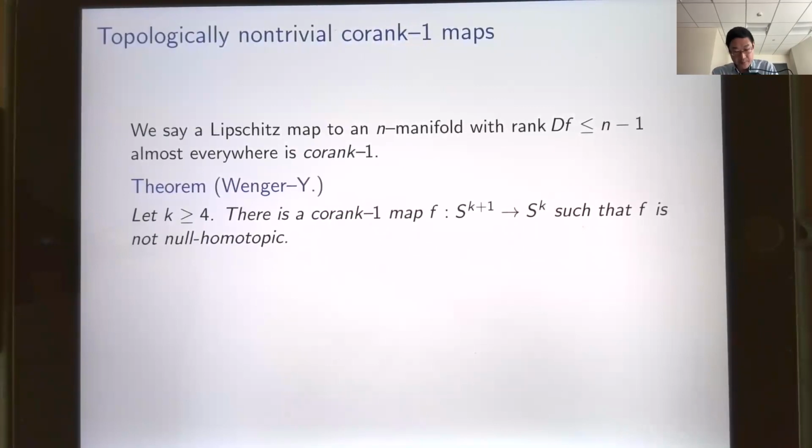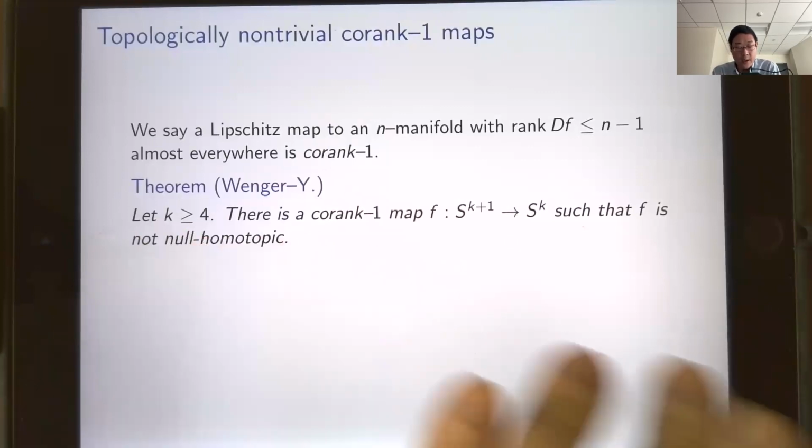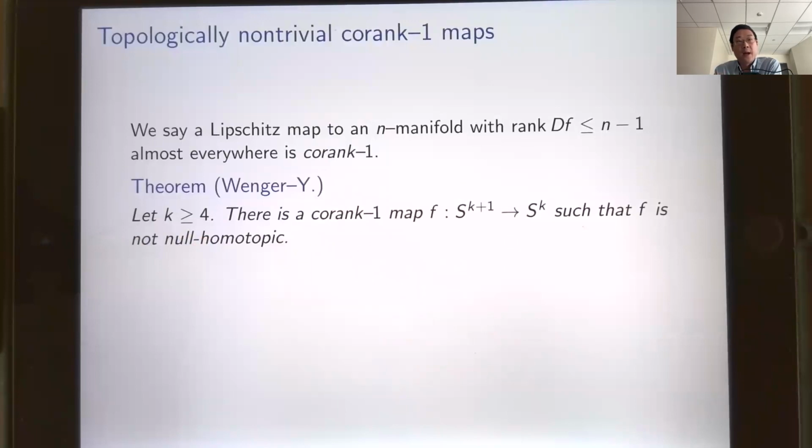Co-rank one maps that are topologically non-trivial in dimensions above four. So the smallest dimension this works in is that you can construct a map from S5 to S4, which is co-rank one, but not null homotopic. And again, this is something you can't do with a smooth map. Because of Sard's theorem, if you have a smooth map from S5 to S4 where the rank of the derivative is 3, then the image has measure 0, which means it misses a point on the sphere. And if you have a map that misses a point on the sphere, then it's homotopically trivial, it's contractible.